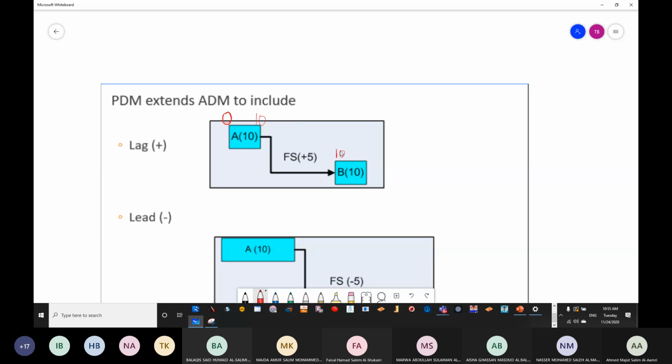Now, if you see here, what do we have? We have plus 5. It means that you have kept 5 days. This 5 days could be a holiday, a national holiday. So instead of me starting B at 10, now B is going to start at 15. 10 plus 5 is going to be 15. So we are going to start B at 15 and then it will finish at 25. Is it clear?